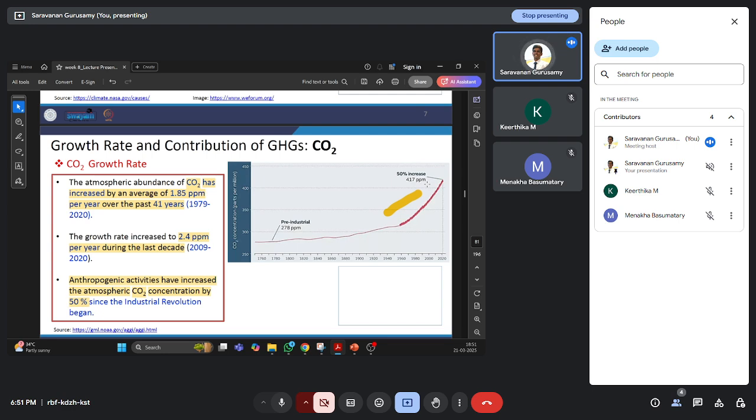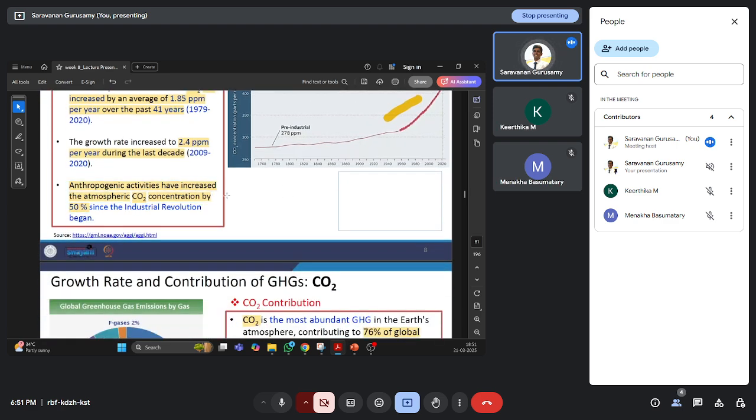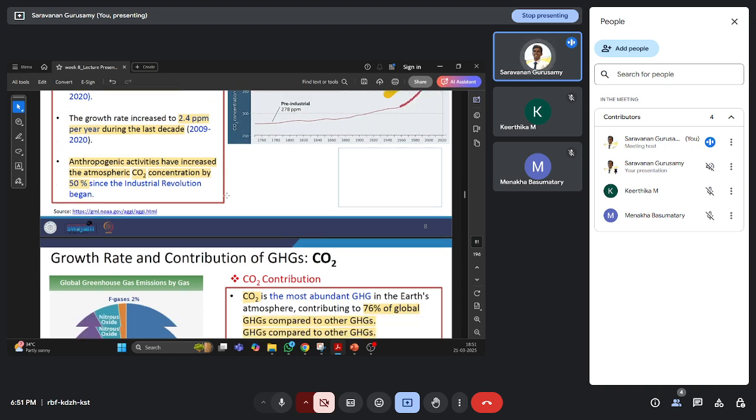Lots of fish will die, because even a slight 0.1 change in the pH can affect fish life. So these are all the problems with carbon dioxide, not only global warming. The increase in the concentration of carbon dioxide is also a problem for the coral reefs.